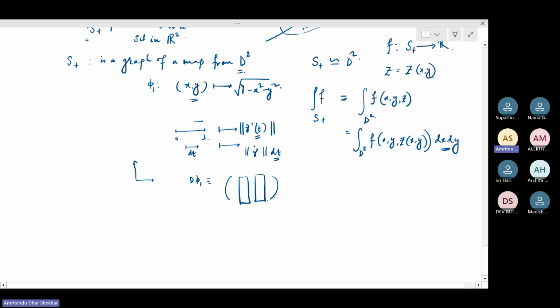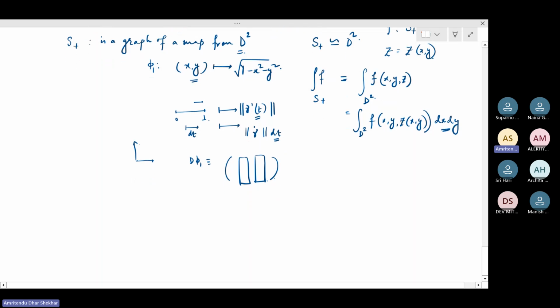Okay. So what does this first column represent? Okay, let me just write it down, what this d phi1 would look like. So this d phi1 would basically have three components. So this is basically del x of, okay, let's not call this phi1. Let's just call it phi only. So this is del x of phi1, del x of phi2, del x of phi3. Here you have del y of phi1, del y of phi2, and del y of phi3. Okay.